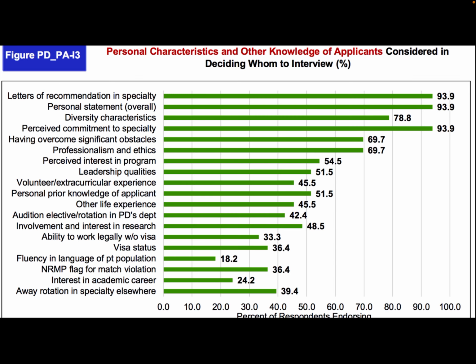And to prove it to you, the NRMP puts out a survey every year about qualities that program directors look for in their applicants and whom to interview. As you can see, the top 3 rated categories is letter of recommendation in the specialty, meaning they want to see a pathologist write you a letter of recommendation, at least 1 to 2 of them. 2 will make you highly competitive.